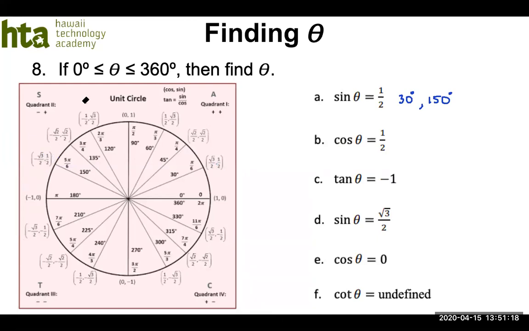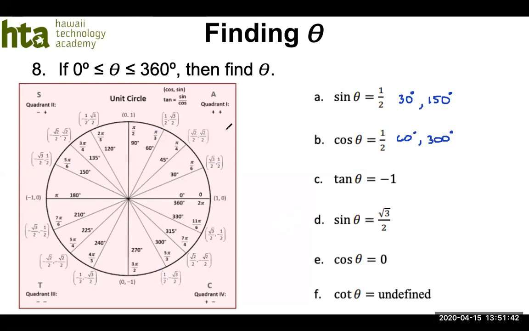Same thing here for cosine equaling 1/2. Where is the cosine positive 1/2? One of them is here, so at 60 degrees. And the other one is here at 300 degrees. So the x-coordinate or the cosine is 1/2 at 60 degrees and 300 degrees.